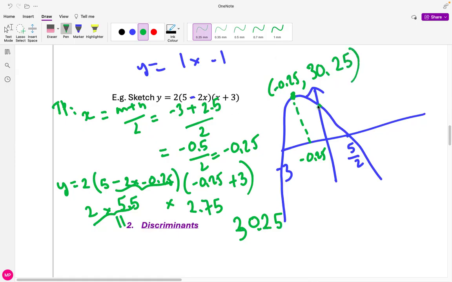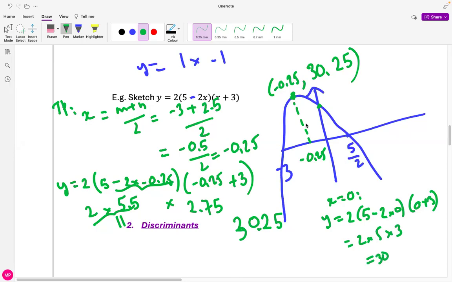Okay. Then I find the y-intercept. To find the y-intercept, I just make x equal 0 here. So if I let x equal 0, y equals 2 times (5 minus 2 times 0) times (0 plus 3). So 2 times 5 times 3 gives me 30. So I'm going to label that as (0, 30).